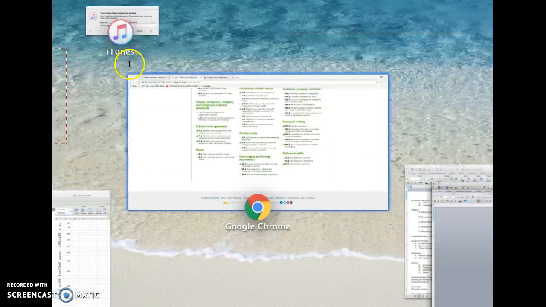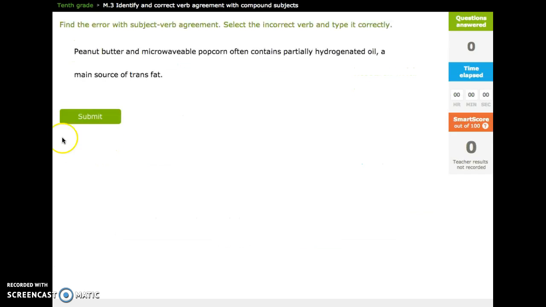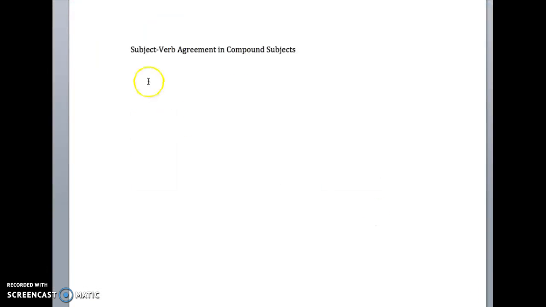All right, let's go over subject-verb agreement and compound subjects. This one has actually a lot to cover in it, so let's get started. This relates to M.3, which is kind of a continuation of M.1, which was all about subject-verb agreement, which is pretty challenging in and of itself.